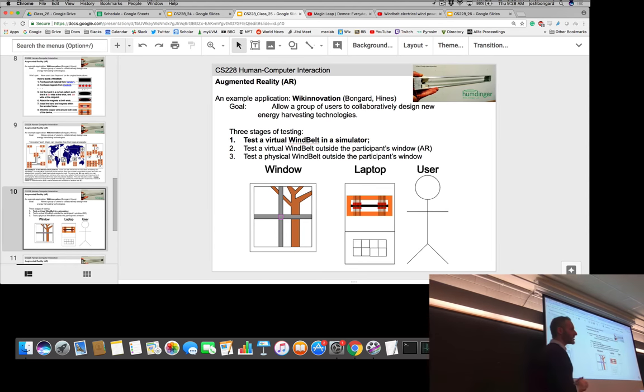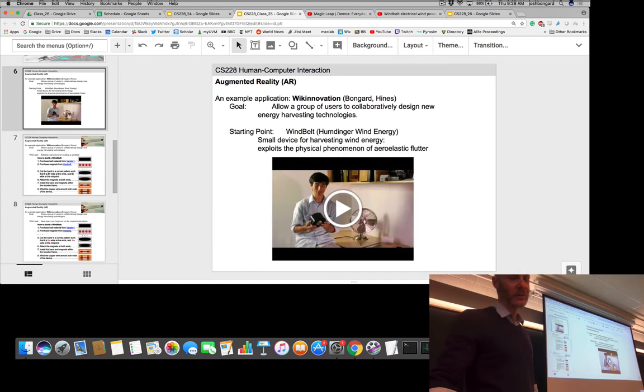The idea here is to do this in three stages. The first one is virtual reality. We have a virtual simulation. You don't actually physically make one of these things. We have a little bit of a simulator, and you can try out different designs in the simulator. The problem, however, with the simulator, especially for this application, is that you need a very realistic simulation of airflow in order to simulate aeroelastic flutter. It's a very difficult thing to do.